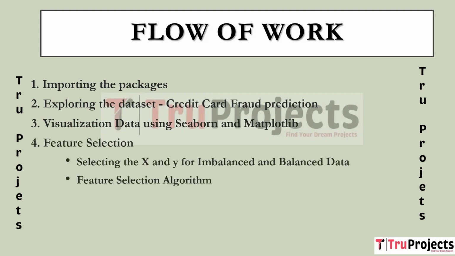Feature selection. This step involves selecting the most relevant features for the predictive model. Feature selection helps in improving model efficiency and accuracy. Selecting the X and Y for imbalanced and balanced data. We define the input feature as X and the target variable as Y separately for both balanced and imbalanced datasets. Feature selection algorithm using RFE with logistic regression. We use recursive feature elimination, which is RFE, with logistic regression as an algorithm to select the most important features for modeling.